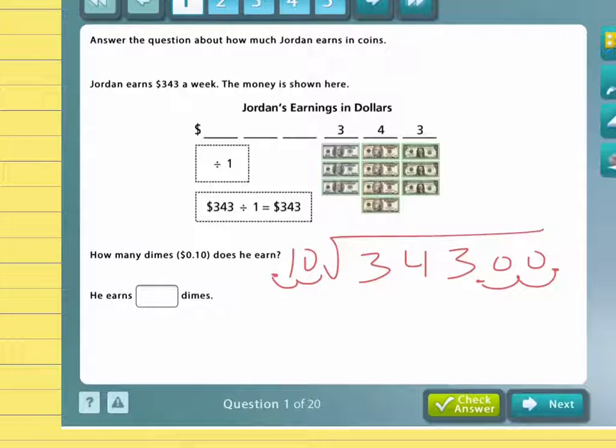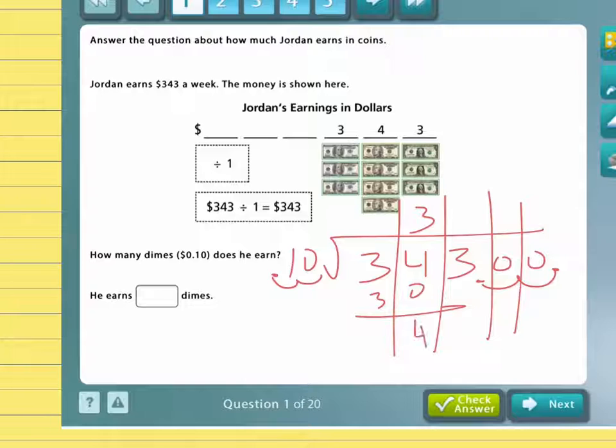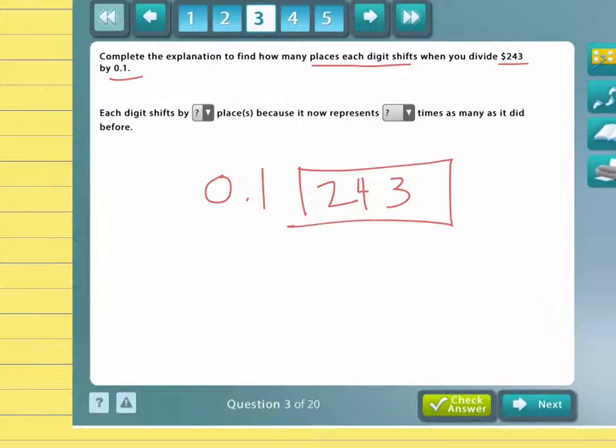equivalent problem. You're going to move that over by a factor of 100. So how many times will 10 go into 34,300 dimes? And that's going to be equal to 3,430, and you move that, so 3,430 dimes will be the answer.